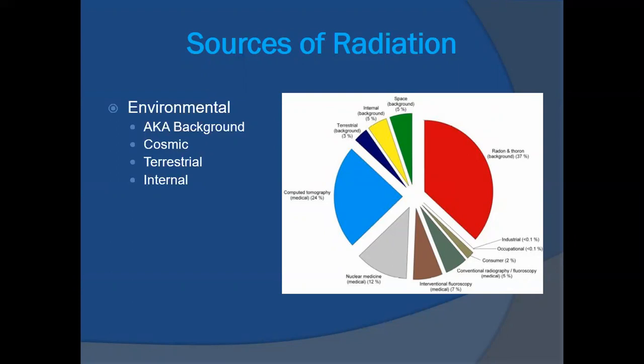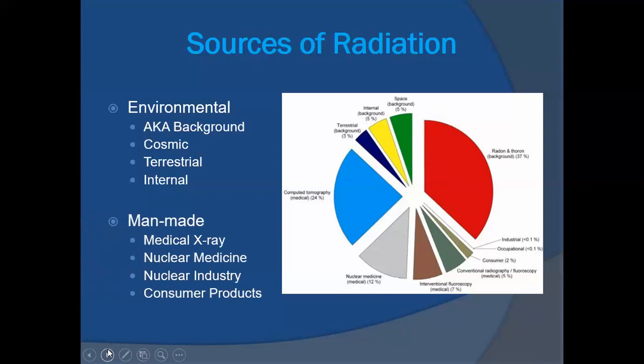The last type of environmental radiation is internal. And internal radiation comes from things that are naturally inside our body, such as potassium-40, or things that we ingest. Foods that we ingest may have trace elements of radioactivity. And internal radiation accounts for about 5% of the total exposure to the population. So if you add this up, what you see is that environmental or natural background radiation accounts for approximately 50% of the exposure to the US population.